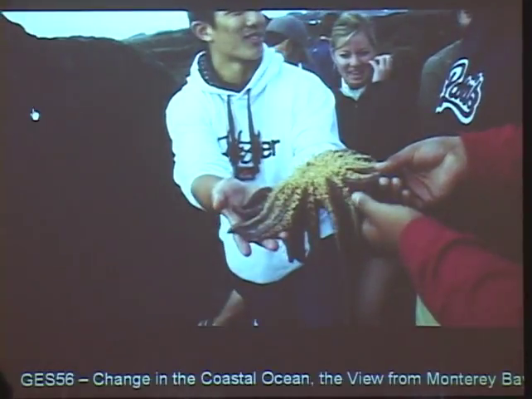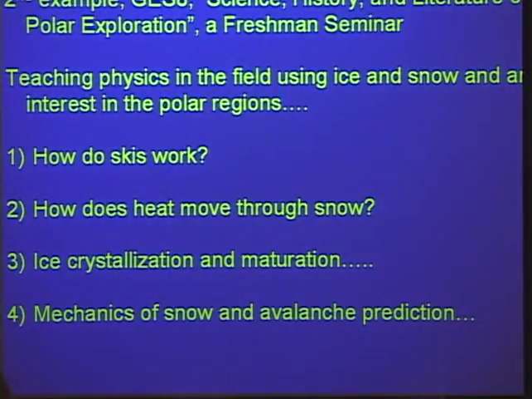Now look at her expression there. That was too much. So that was a 3.5-hour field trip, and they came back energized, and we actually had class later that day, and I gave them the in-classroom part of ecological zonation theory.